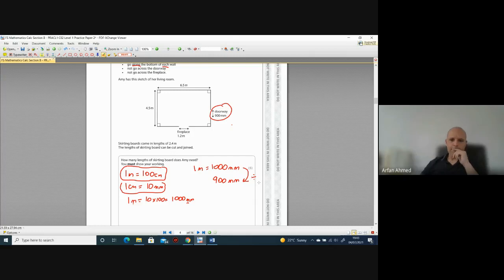Just double check. 900 divided by 1,000. Yeah, that's right. So how many of these go into that is 0.9. So basically it's less than a meter. It's just less than a meter.